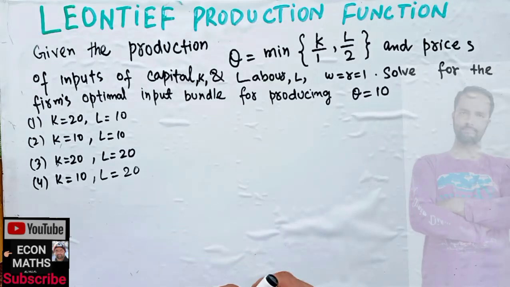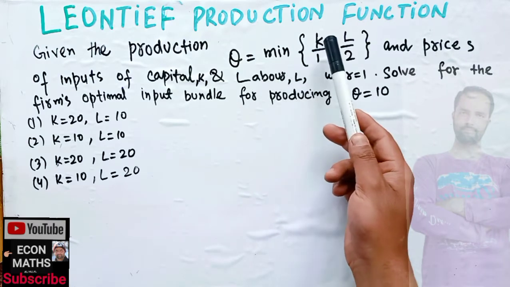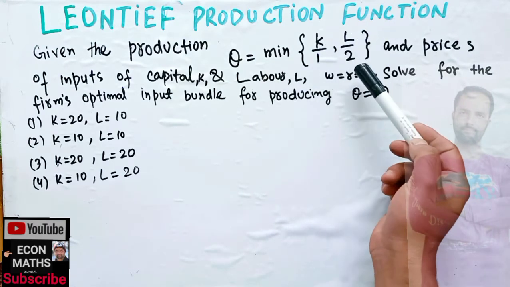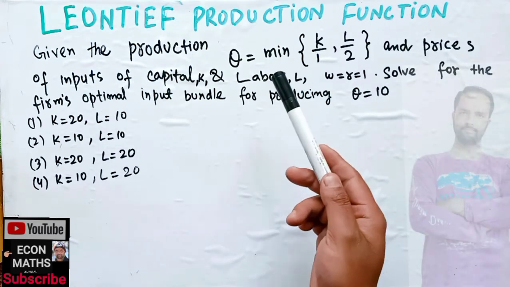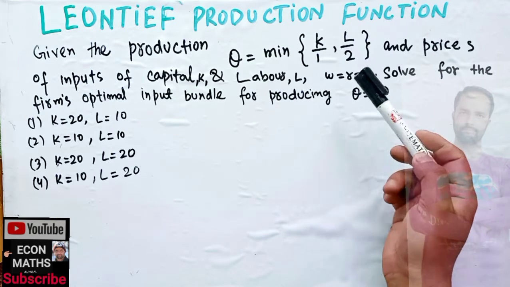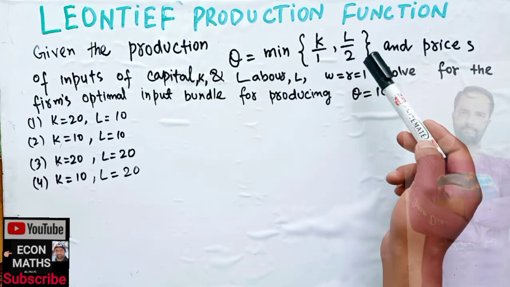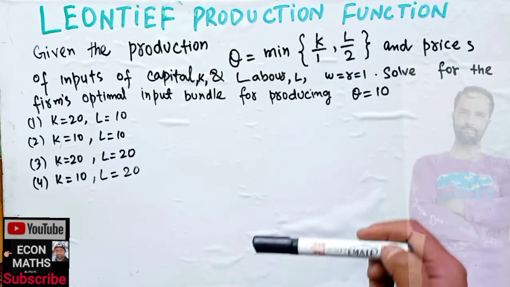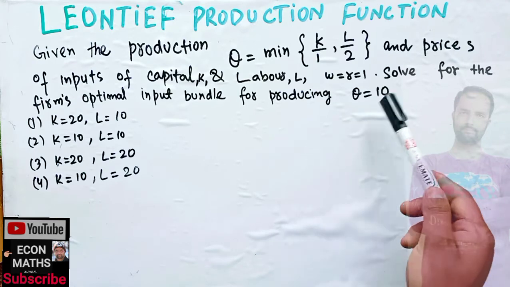Let us solve a question on Leontief production function. The question is like this: given the production function Q is equal to minimum of K upon 1 comma L upon 2, and prices of inputs of capital, which is K, and labor, which is L, that means wage rate is equal to 1 for labor and rental rate of capital is also 1. We need to solve for the firm's optimal input bundle for producing Q is equal to 10 units.